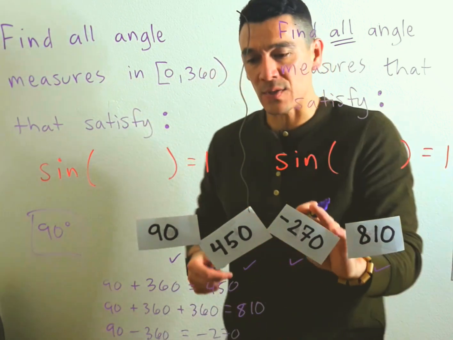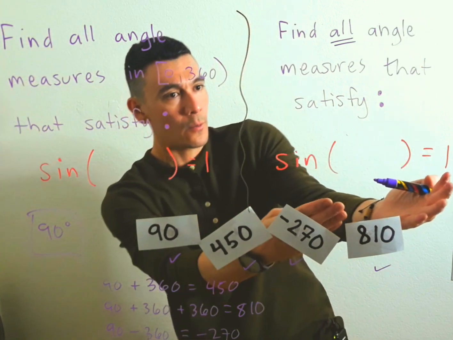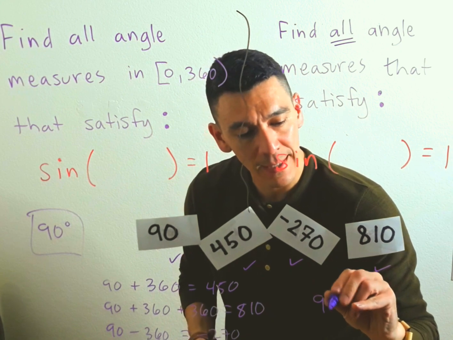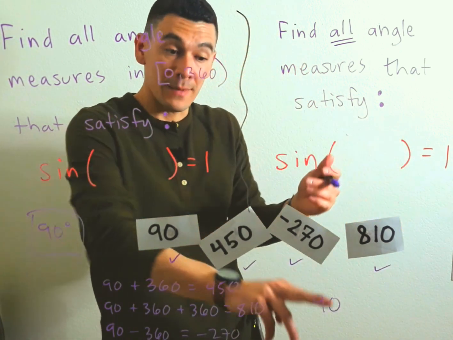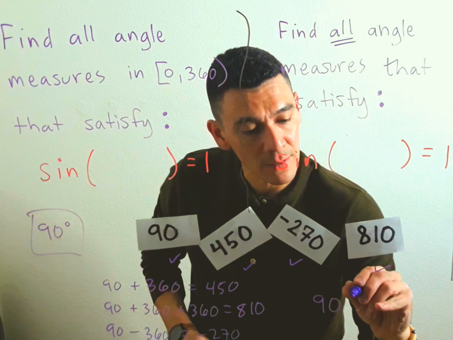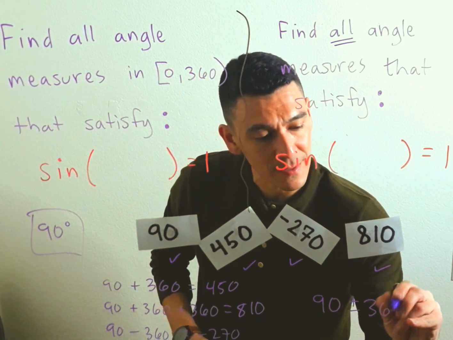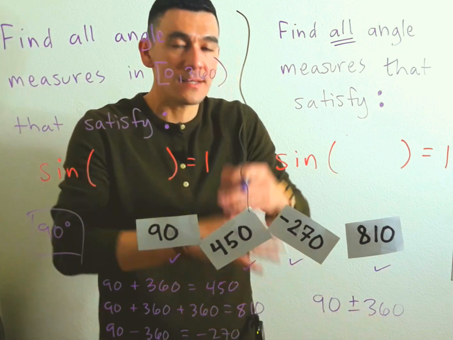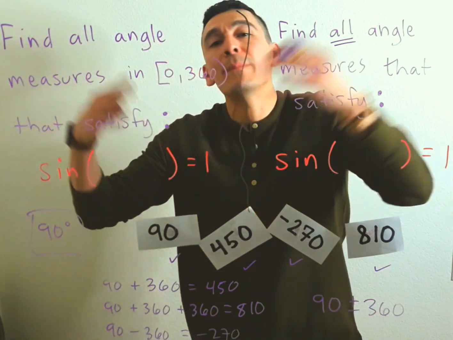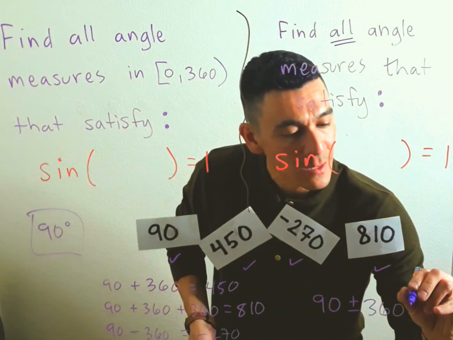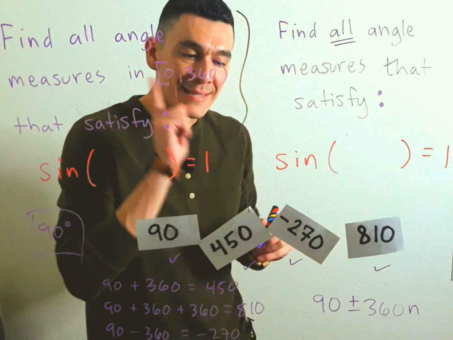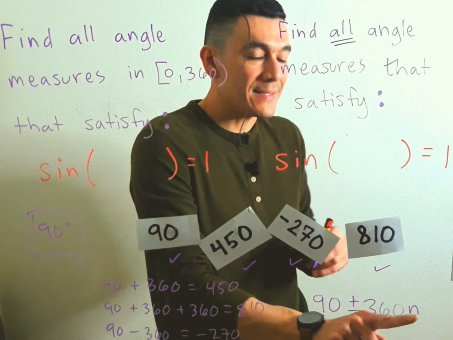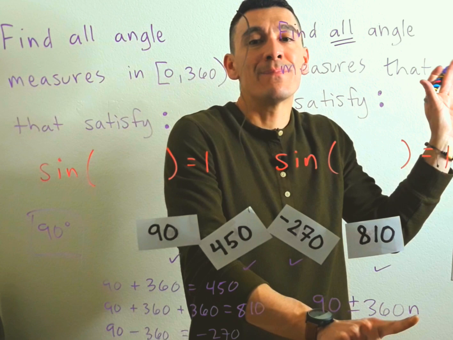So to summarize all this, for this equation here, we say that all the angle measures that work originate from 90, but from 90 we can either add or subtract 360. But not just once. I can add or subtract 360 once or twice or 3 times or a billion times. So for that reason, I attach the letter n, because that means that from 90, I can add or subtract 360 as many times as I feel like doing, okay?